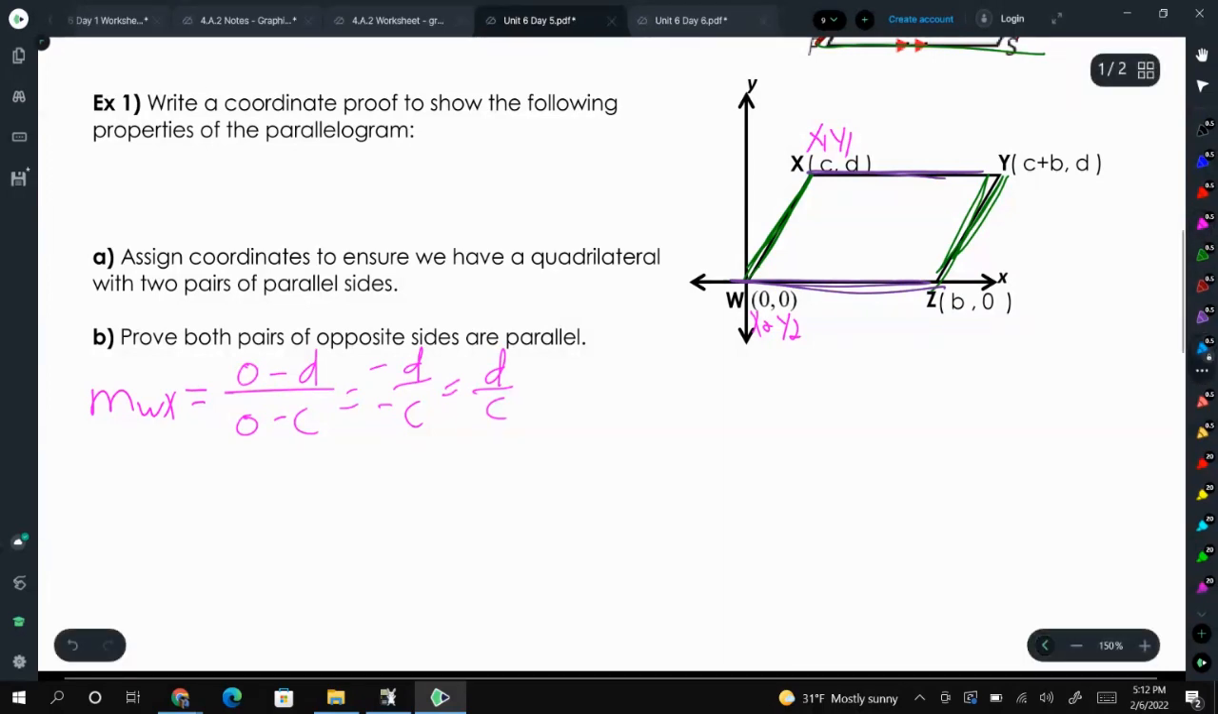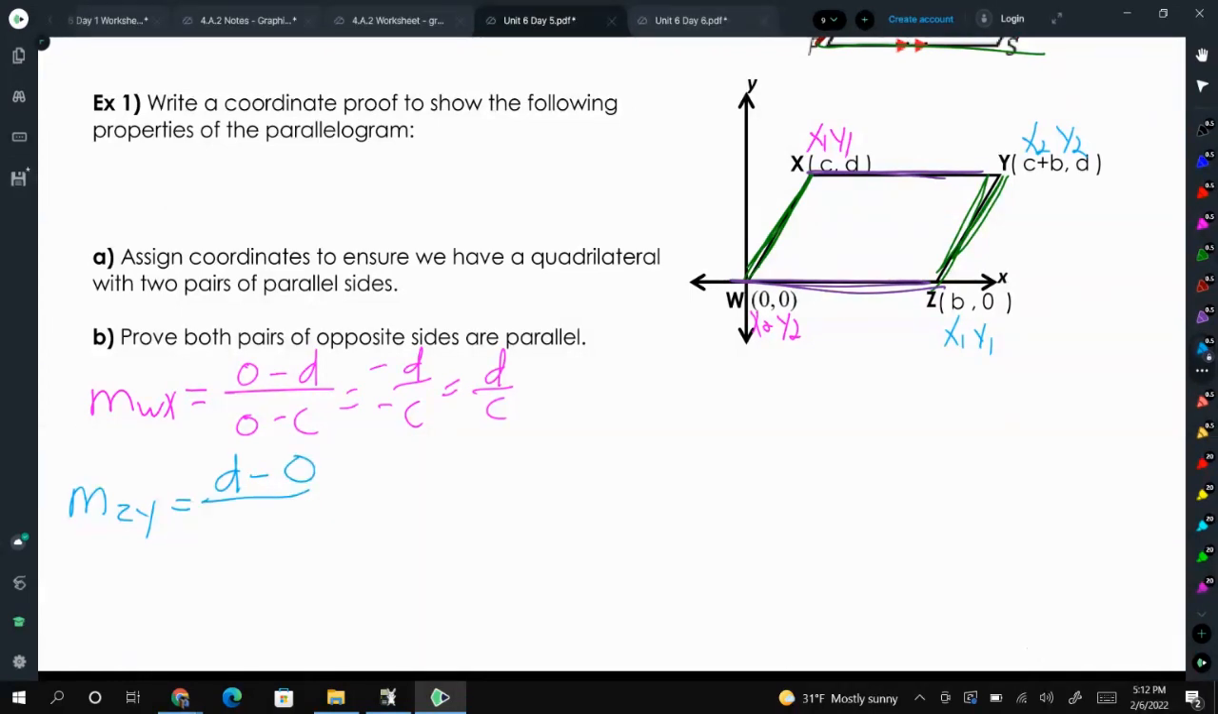Now we're going to find the slope of ZY. So x1, y1, x2, y2. So y2 is d minus y1, which is 0, over x2, c plus b, minus x1, which is b. So we have in the numerator d, over c plus b minus b, where the positive b and negative b cancel, and we're left with c. So these two segments have the same slope, so those two segments are parallel.